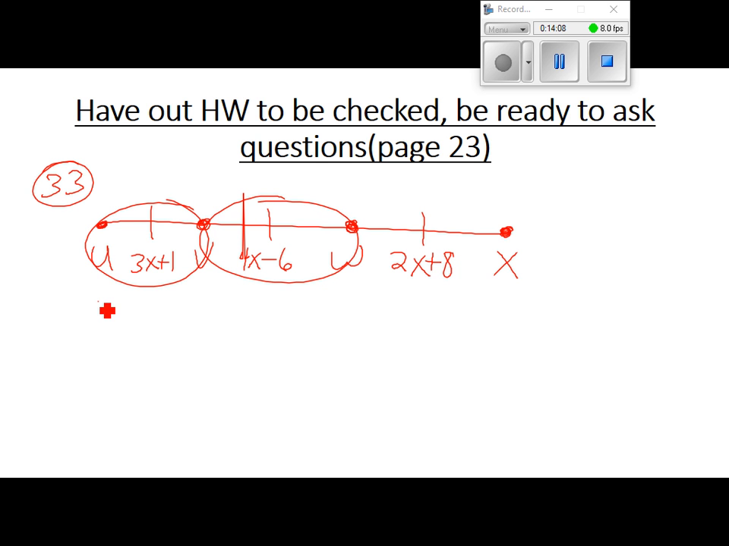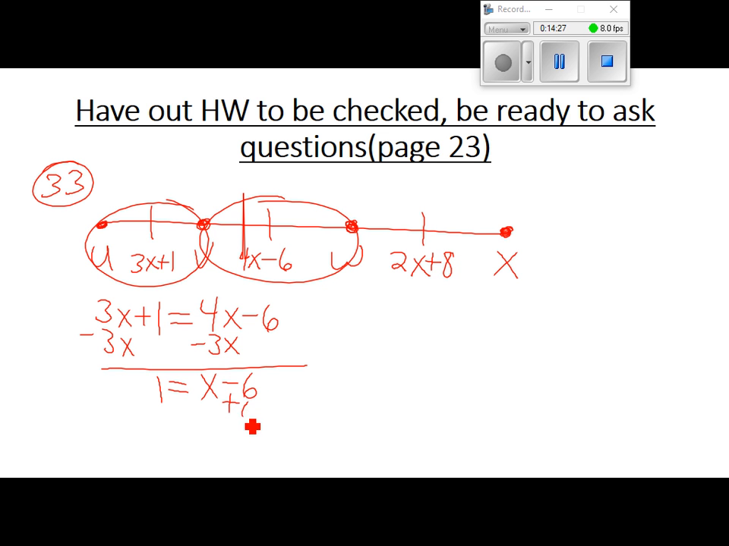They're congruent. What's that mean algebraically? They're equal. So 3x plus 1 should equal 4x minus 6. You're going to solve that. Subtract 3x on both sides. 1 equals x minus 6. Add 6. What's x end up being? X equals 7.